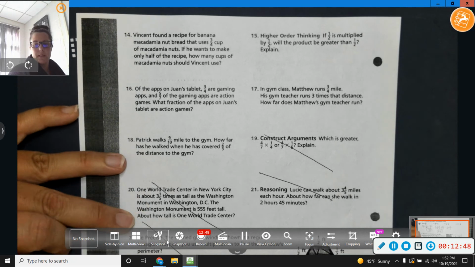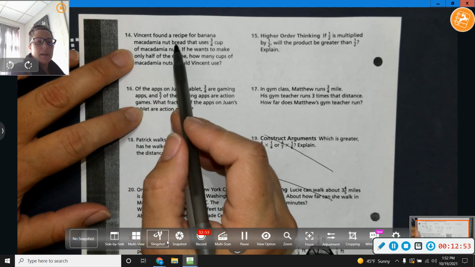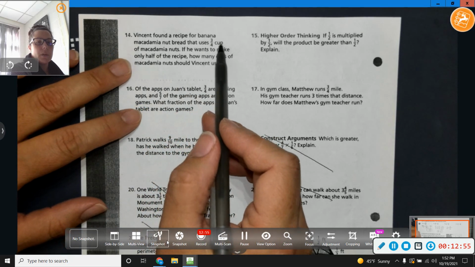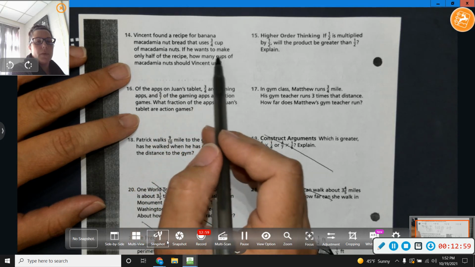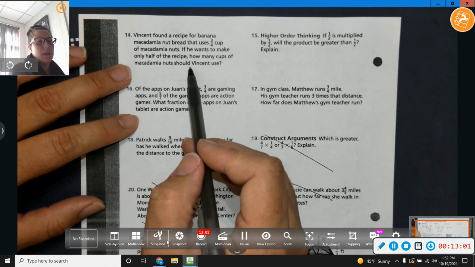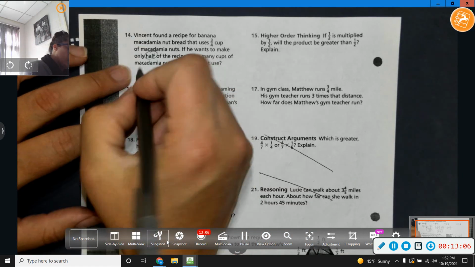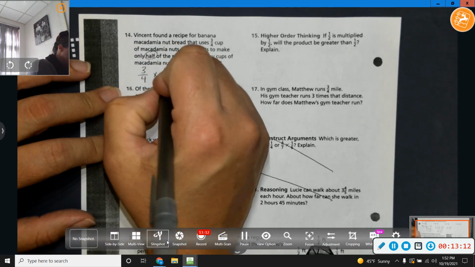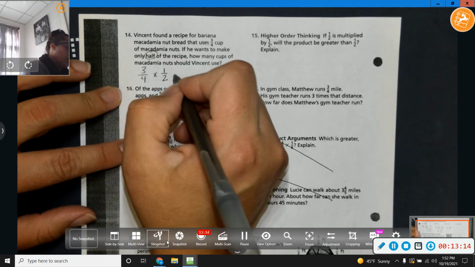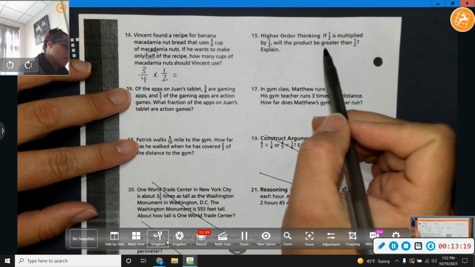Number 14. Vincent found a recipe for banana macadamia nut bread that uses 3/4 cups of macadamia nuts. If he wants to make only half the recipe, how many cups of macadamia nuts should Vincent use? This is important. Half. If he needs 3/4 of a cup for a whole recipe, and he just wants to use half of that, what is it? You guys are going to work on that, okay?